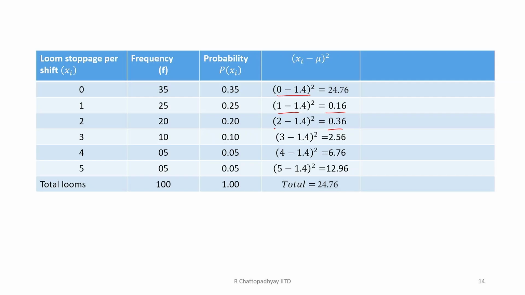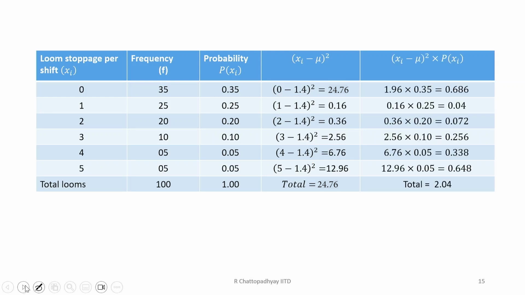So mean was calculated as 1.4. So now 3 minus 1.4, 4 minus 1.4, then square them. That is the deviation square, and this is the value. Then all those deviation squares are multiplied by the corresponding probabilities, pxi. These values are here.